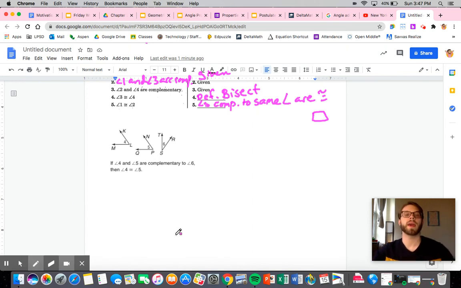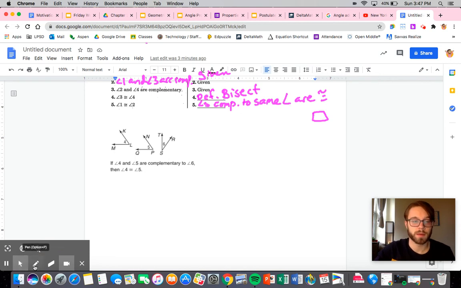So we are given if angle 4 and angle 5 are complementary to angle 6, then angle 4 is congruent to angle 5. Now this is actually how to prove the congruent complements theorem, which says if two angles are complementary to the same angle, then they're congruent. So we're actually just going to go through and prove this. So we're not going to be able to use this theorem to prove the actual theorem itself, right? So let's see, what information are we provided with?